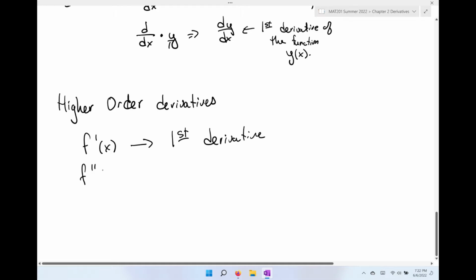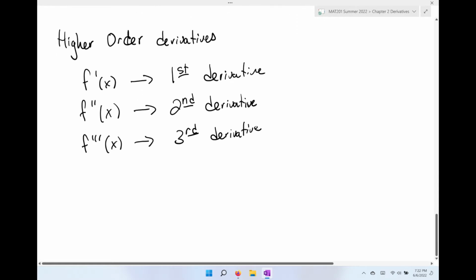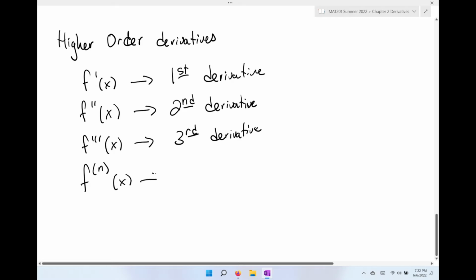F double prime of x will be our second derivative. F triple prime of x, obviously, is our third derivative. And then anything larger than the third derivative, you would just put it in parentheses, and that would stand for the nth derivative. Okay? Now, Leibniz would use a similar notation.